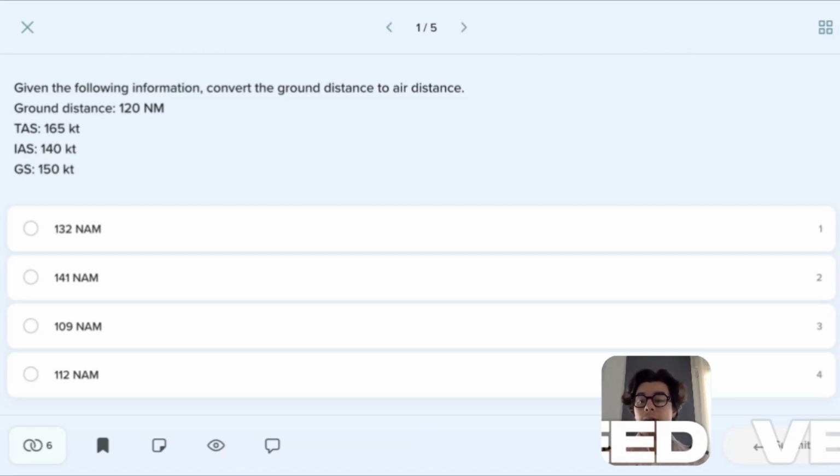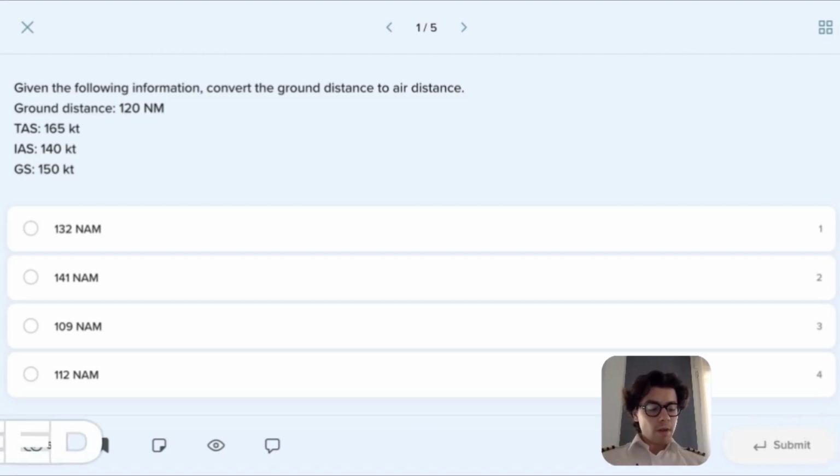And also remember that if you have headwind, as it is in this case, you can see the ground speed is lower than the true airspeed. If we have headwind, it means that our nautical air miles will always be more than our ground miles. So this will help you narrow down the possible answers.